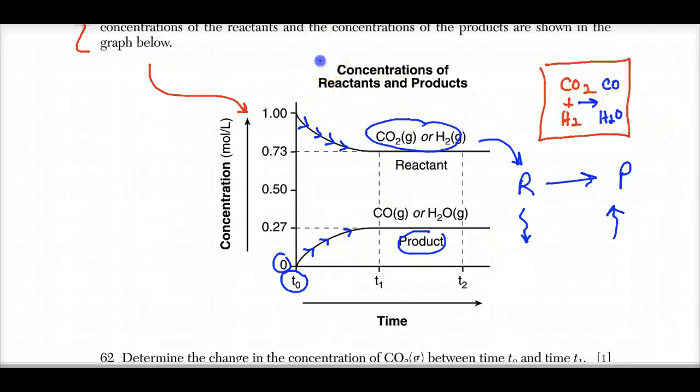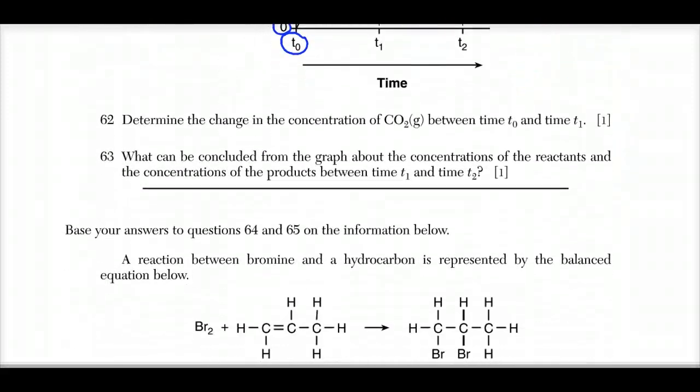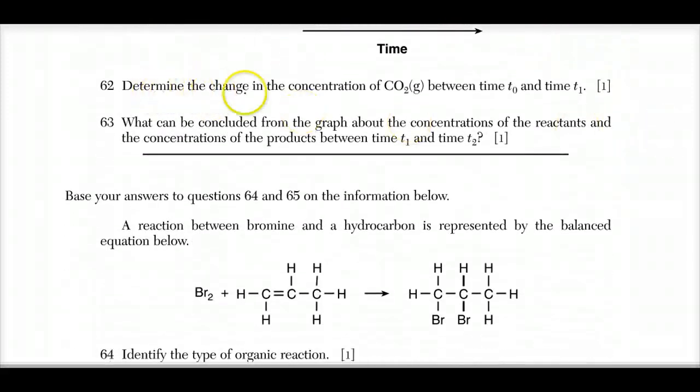Now, you certainly don't have to go through all of that to get to the questions, but I'm showing you that this isn't all that foreign. It looks very, very weird, but it's very straightforward. Let's go to the question. Again, if you didn't want to go through that, read the question first. Number 62. Determine the change in concentration of CO2 between time t0 and t1.